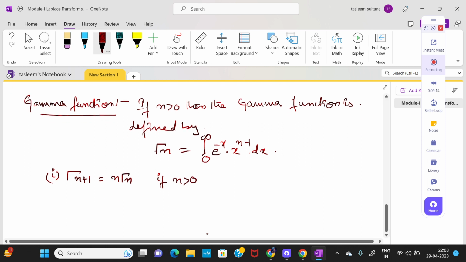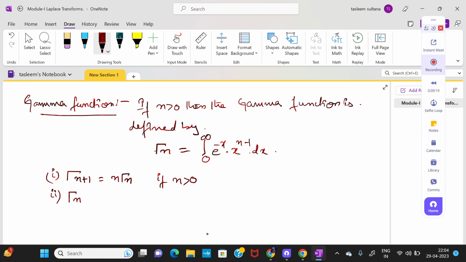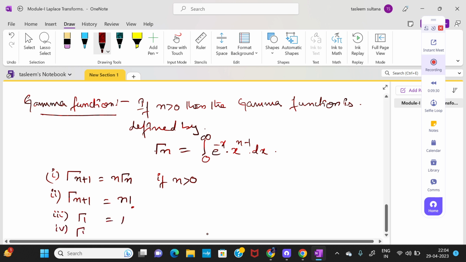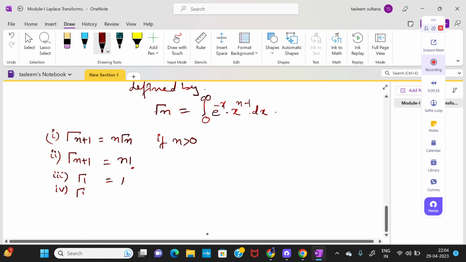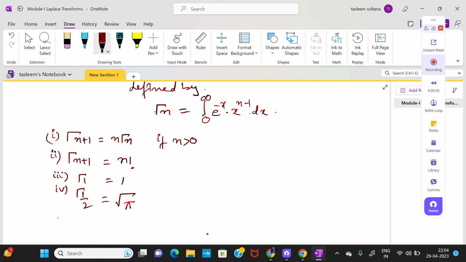Gamma n plus 1 is equal to n factorial. And your third one, gamma 1 value is equal to 1. And your fourth one, gamma half is equal to root pi. Then your fifth one, gamma minus half is equal to minus 2 root pi.